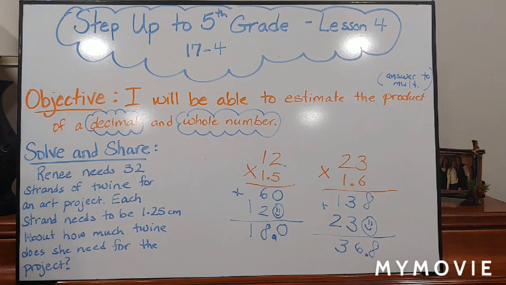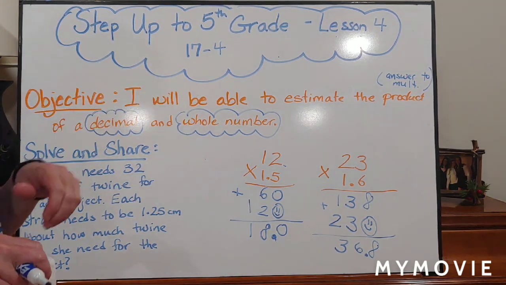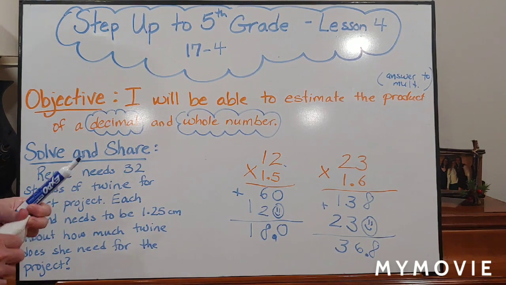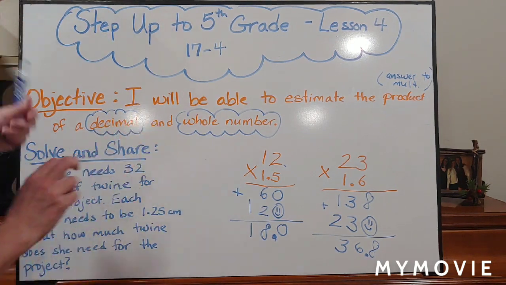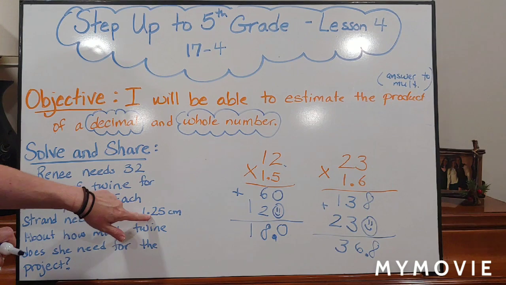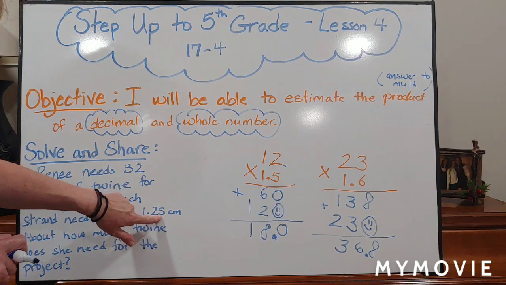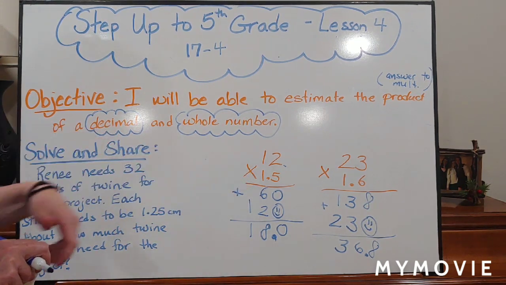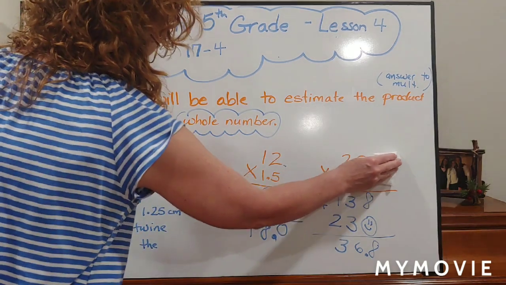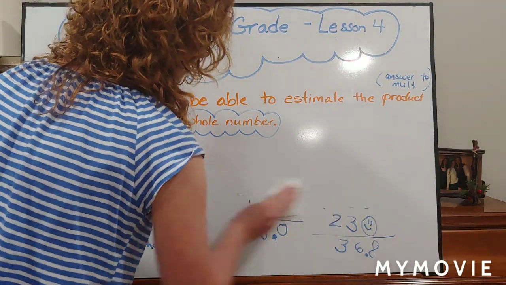All right, so that's a little background information on multiplying decimals and whole numbers. And I wanted to do that because our decimal here is 1.25, and that's a little bit harder. So I wanted to do it kind of first here. All right, so let's get to our solve and share.